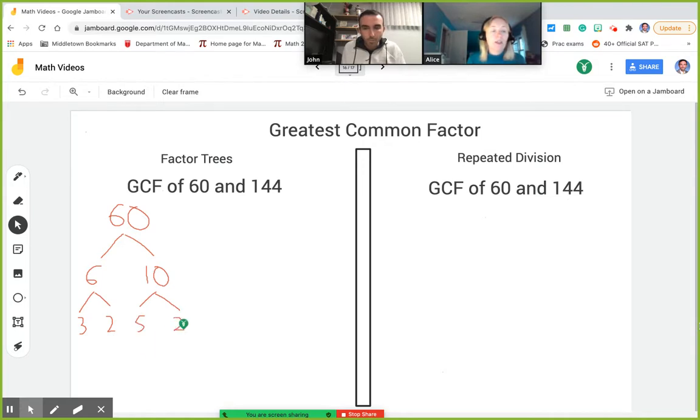Now, each of these numbers at the end here is a prime number. They can only be divided by themselves or 1. Another way to think of it is the only way to multiply two numbers to get 3 is to multiply 3 and 1. So that's a prime number. It can only be achieved by multiplying by itself and 1. So 3 is prime, 2 is prime, and 5 is prime. So I'm going to leave that factor tree as it is. Don't worry, we'll get back to it.